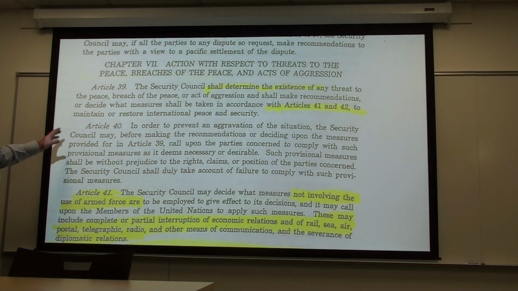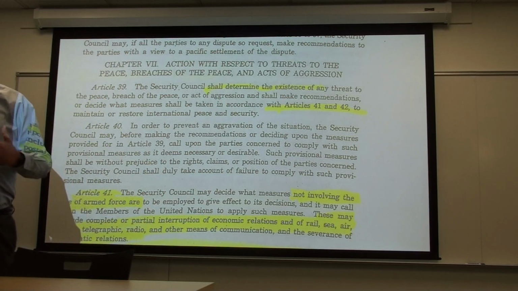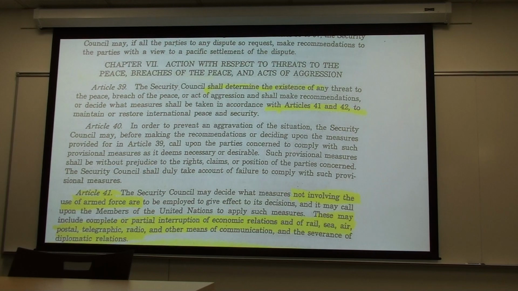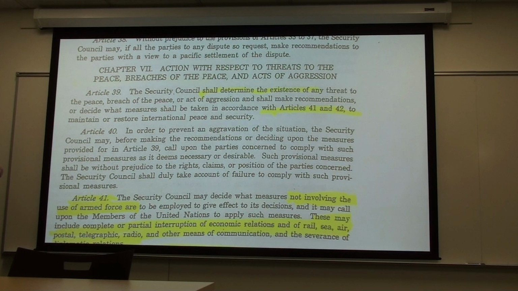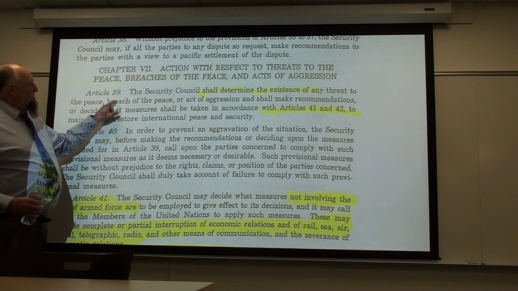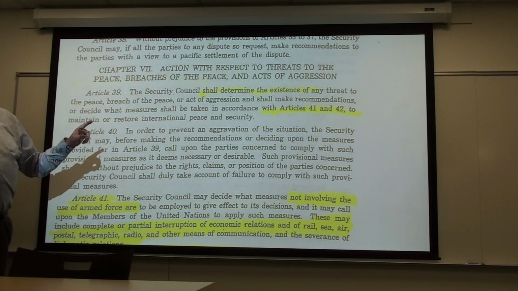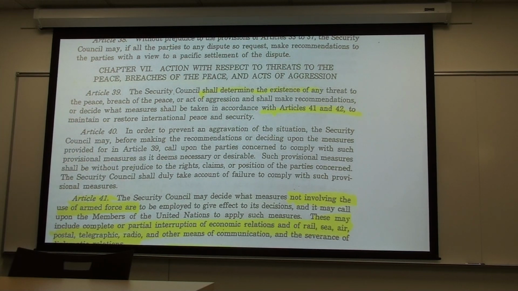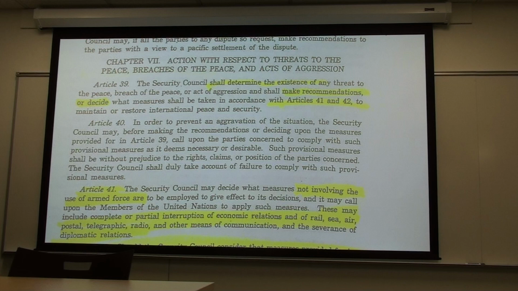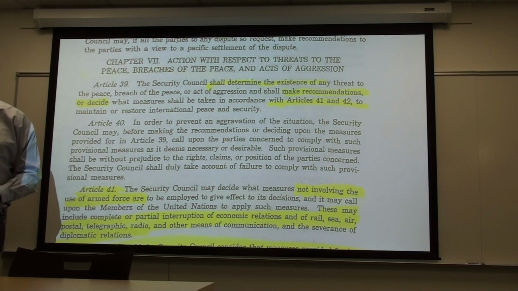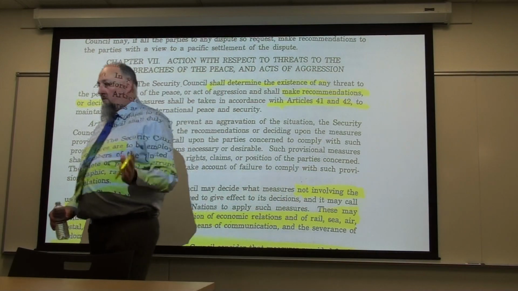Chapter 7 is the part of the United Nations Charter that gives the Security Council enforcement authority. And there are two articles, 41 and 42, that I really want you to know about, and I will test you on. Let's just start with Article 39. The Security Council shall determine the existence of any threat to the peace, breach of the peace, or act of aggression, and shall make recommendations or decide, a fundamental difference from the General Assembly, make recommendations which are non-mandatory, or decide, which means it is mandatory, what measures shall be taken in accordance with Article 41 and 42.